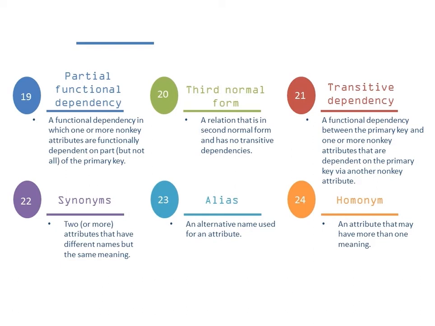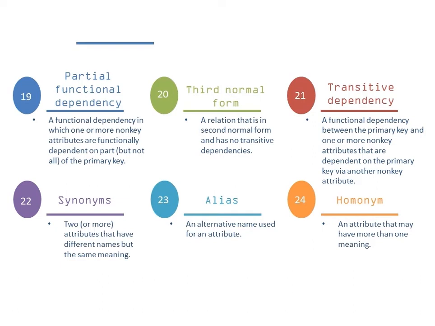And 22, synonyms. A synonym is two or more attributes that have different names but the same meaning. And 23, alias, is an alternative name used for an attribute. The point is that we can change the name of the table and the column names according to what we want. The purpose of an alias is to shorten and tidy up the description of the table name and the column name in the system database. And 24, the homonym.